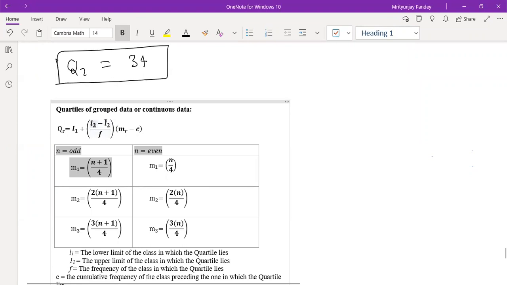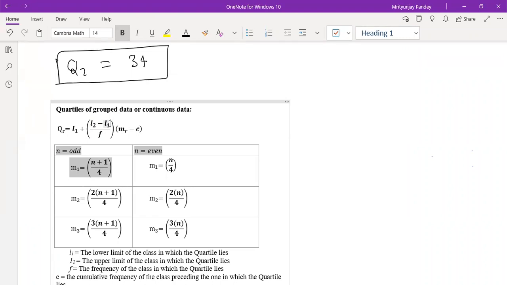Here 2 and here 1. Also called as class interval. L2 minus L1 is nothing but class interval. Okay, divided by f and M_R minus C. So first of all, you have to calculate M_R, right?